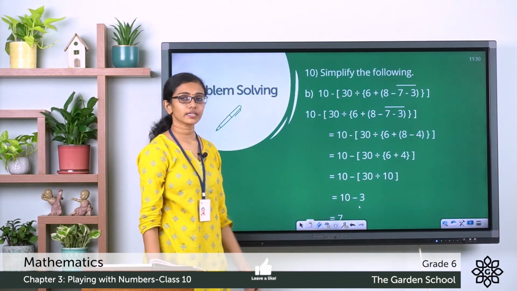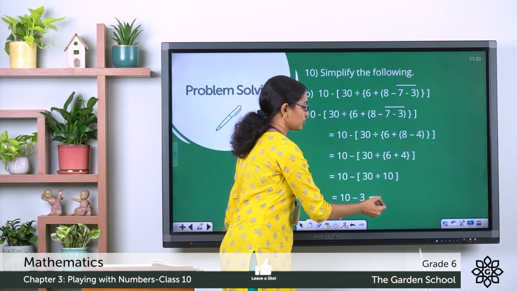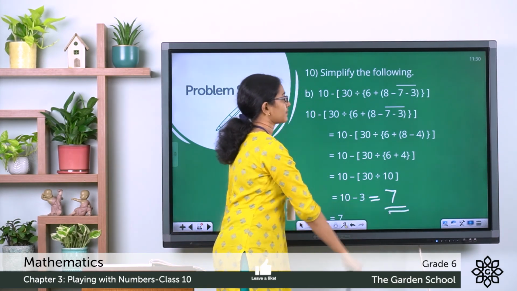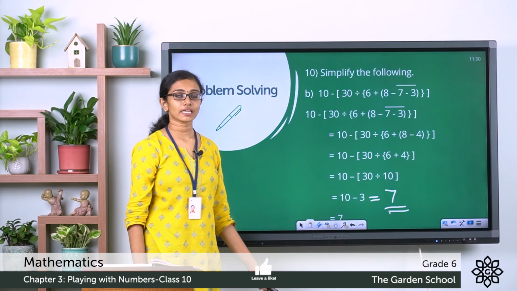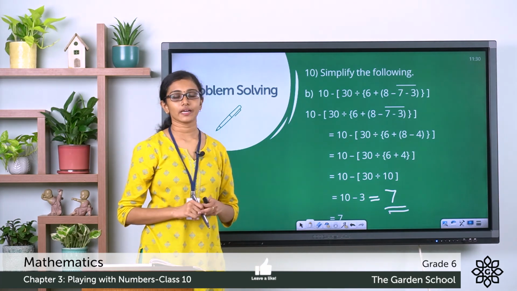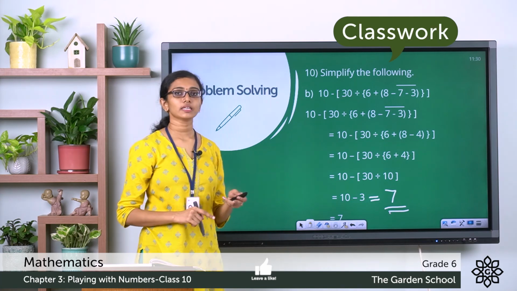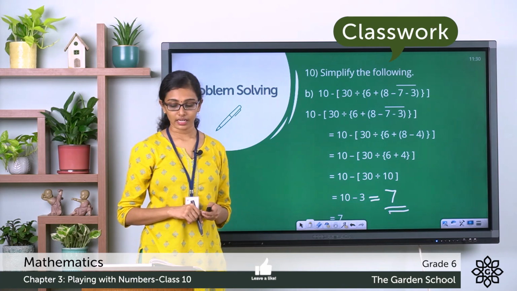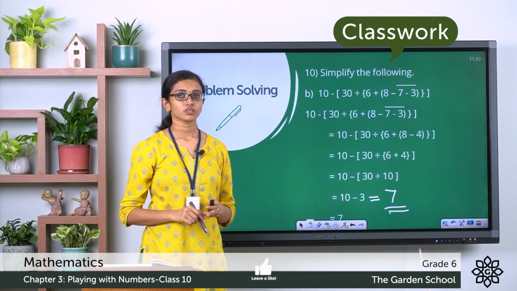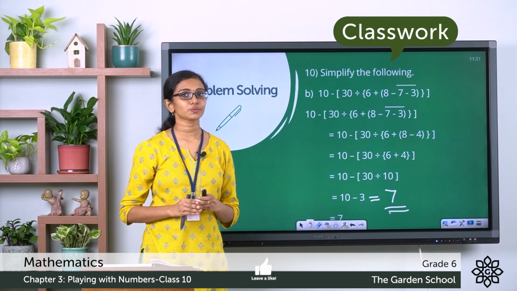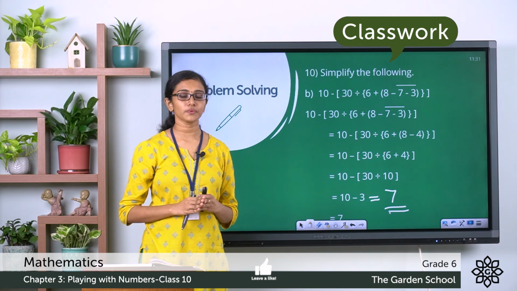Now what is 10 minus 3? This is equal to 7. So what is the value of the statement? It is equal to 7. So I hope this is clear to you. Now you have to evaluate the other statement also given under question number 10. So I hope all the questions we discussed today are clear to you. You have to write down the answers in your notebook.